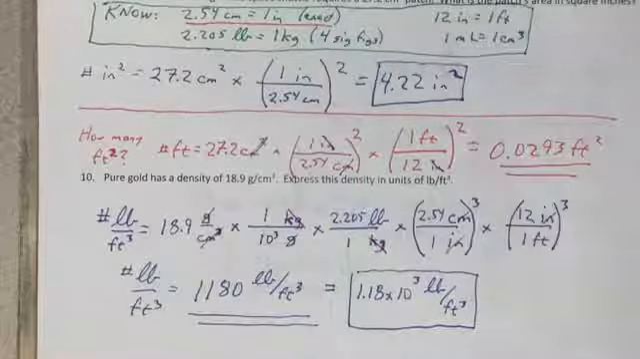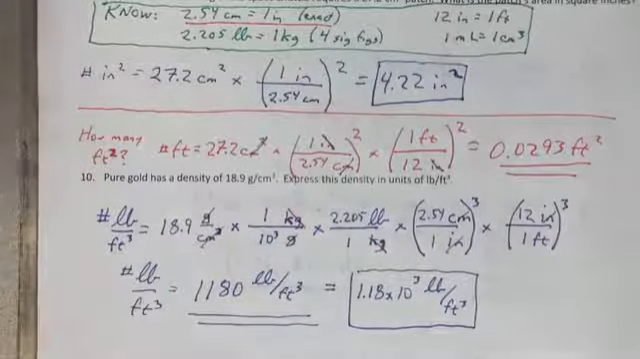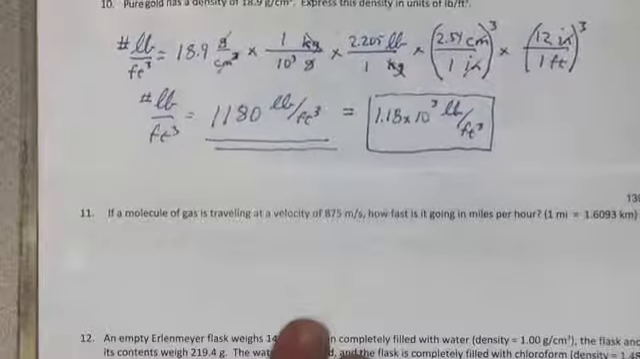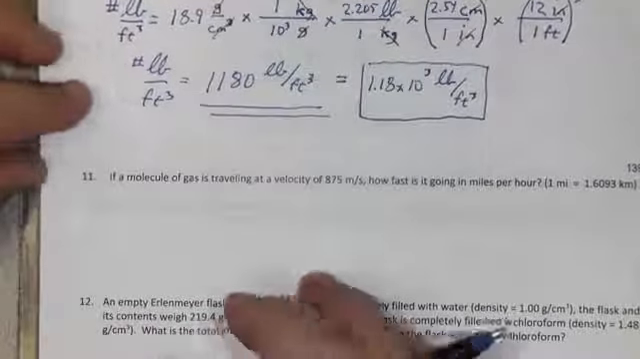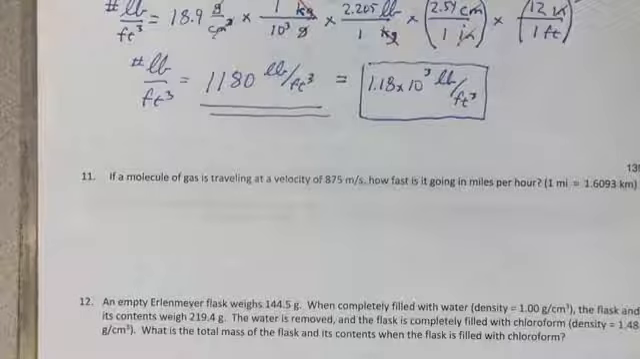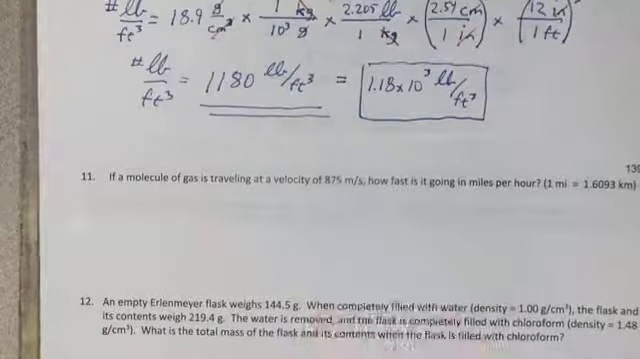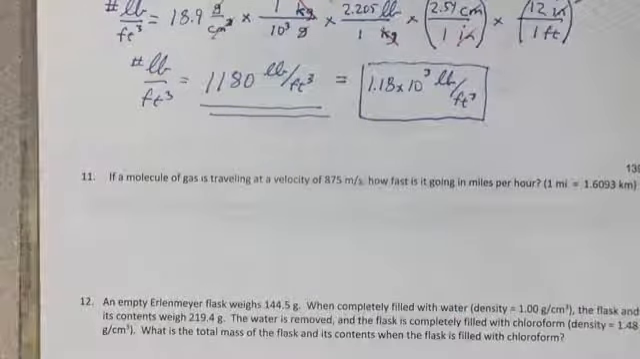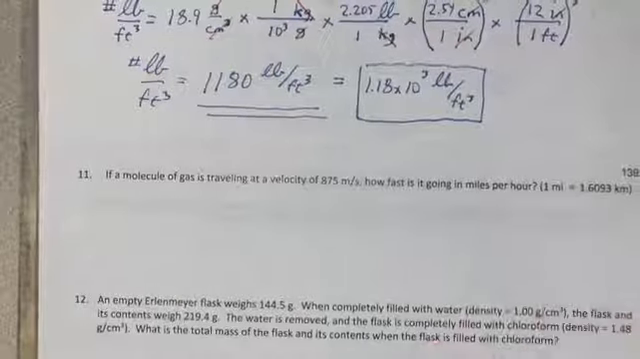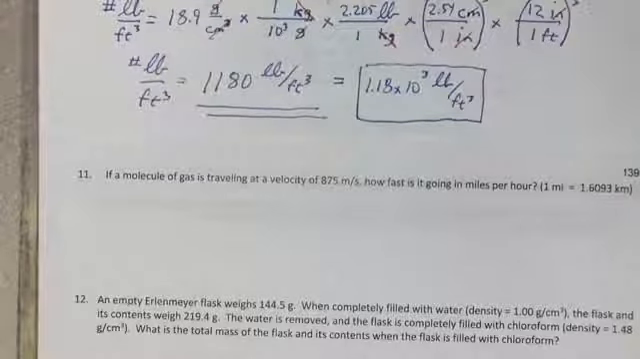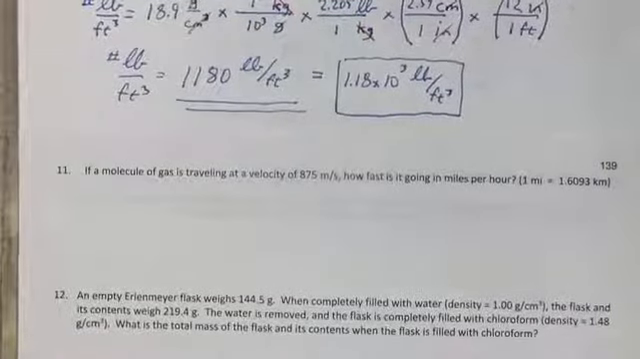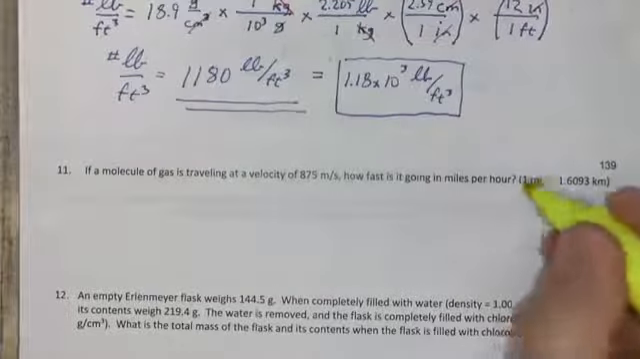Next, let's go to number 11. Okay. Question number 11. If a molecule of gas is traveling at a velocity of 875 meters per second, how fast is it going in miles per hour? Now notice in this case, and this is an old test question, just about all of these practice questions are old exam questions. Notice that you were given in this case this conversion factor.